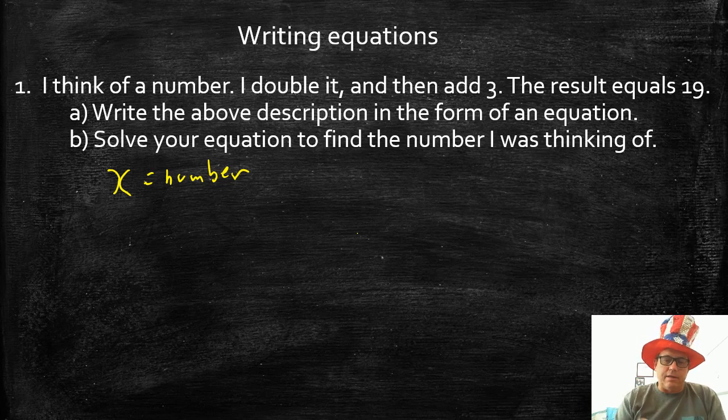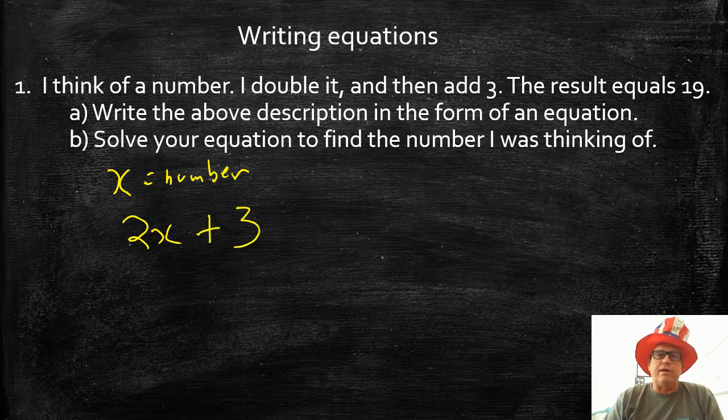Okay, so I double it. That's 2 times x. I add 3. Okay, now that's an expression right there. Again, we did expressions in our previous module. This time, though, they want us to come up with an equation. An equation has to have an equal sign. That's part of what the word equation has, the word equals in it.